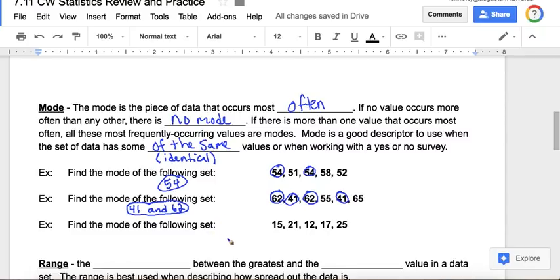Okay? And find the mode of the following data set here, 15, 21, 12, 17, 25. Notice none of the numbers repeat, therefore there is no mode. So remember, mode is the number that appears most often. So here's our last one.